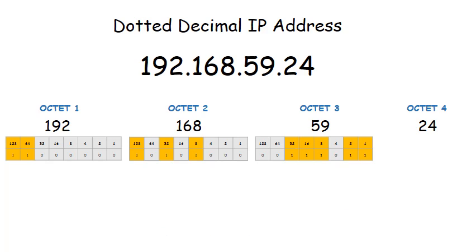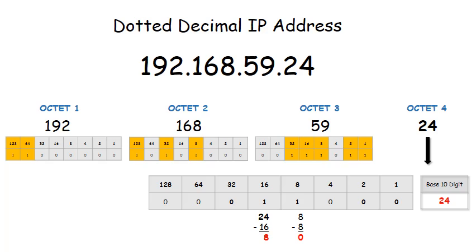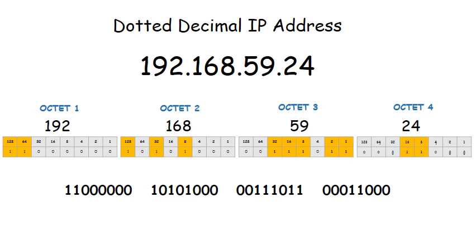And finally, 24. 24, first column is 16, minus 16 is equal to 8. Next column would be 8, so 8 minus 8 is 0. So placing 1s in both of those used columns and 0s in all the other unused columns, we get our 8-bit binary number. 16 plus 8 does equal 24. So now you guys know exactly how to convert a dotted decimal formatted IP address into its 32-bit binary number format or representation.